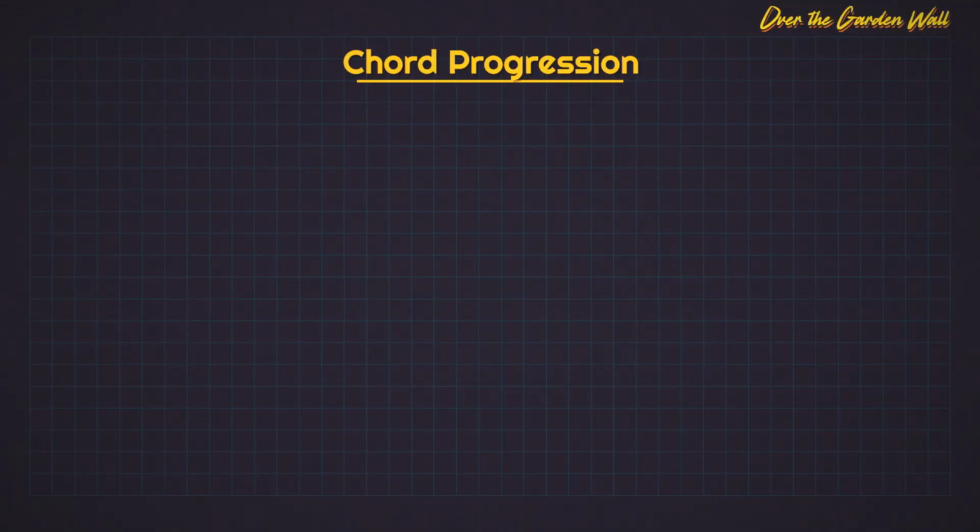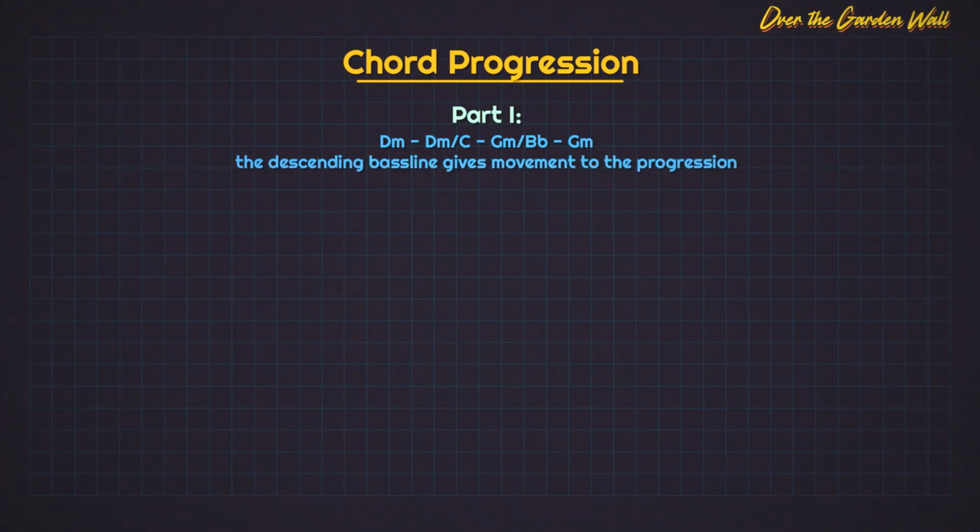We're breaking the progression down into 4 parts, and part 1 is super easy. It's a 1 to 4 sequence that has some chord inversions. Part 1 goes like this: the tonic chord D minor, then the tonic chord over the 7th scale degree, D minor over C, then the 4 chord in first inversion, G minor over B flat, and the 4 chord in root position, G minor. The descending bass line of D, C, and B flat in those first 3 chords gives movement to the music. Here's what this first part sounds like.